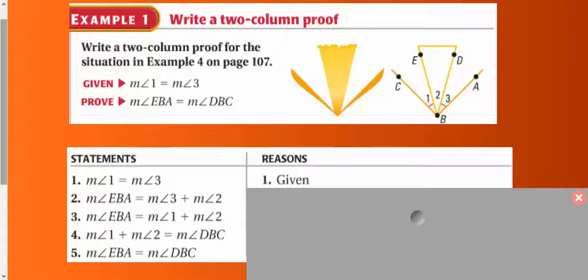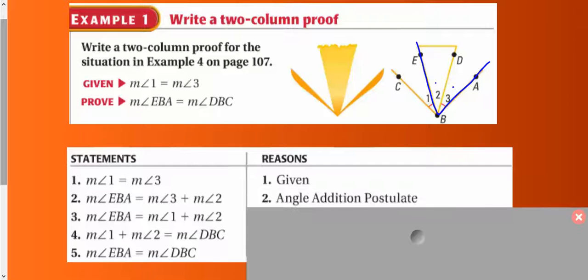So EBA equals 2 plus 3. EBA, this one right here, is equal to 2 plus 3. If I take 2 and 3 and add them together, I get the entire angle. That's our angle addition postulate.